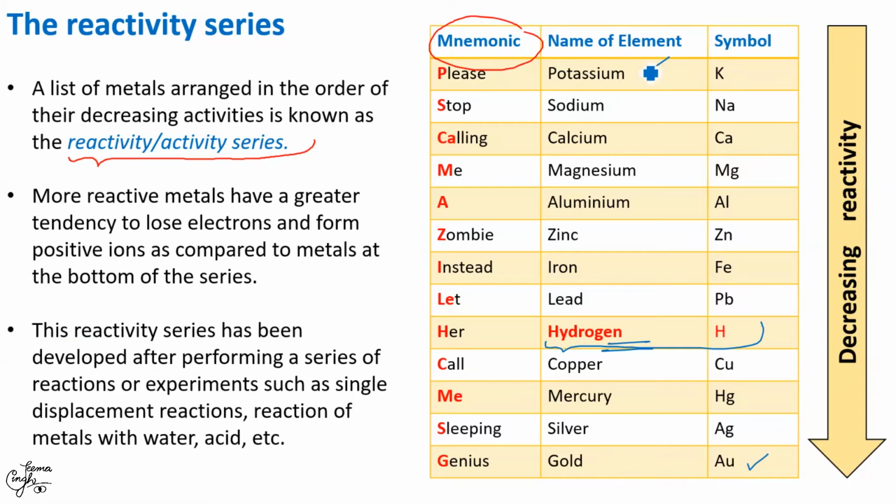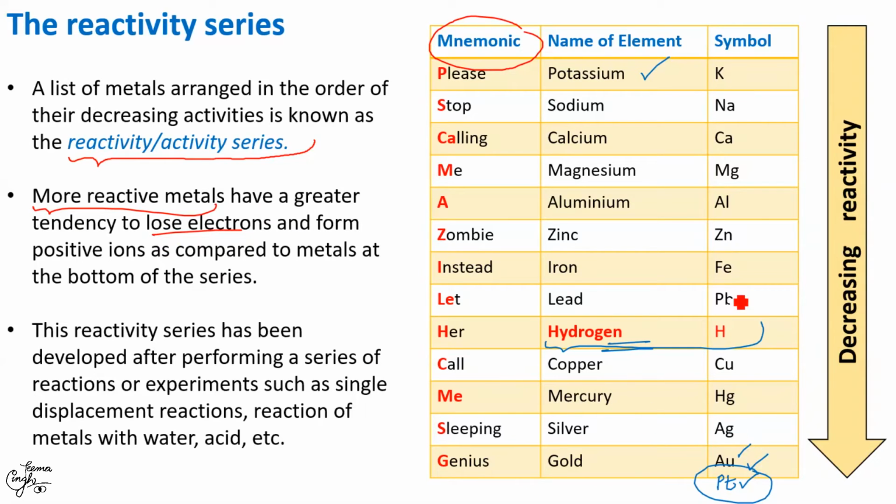If you look at the complete list of metals in the reactivity series, you will find that platinum is the least reactive metal. It is not gold, but platinum. But since we do not require platinum for our current study, we are going to stick with gold, the least reactive metal. More reactive metals such as sodium, potassium, etc. have a greater tendency to lose electrons and form positive ions as compared to metals at the bottom of the series.